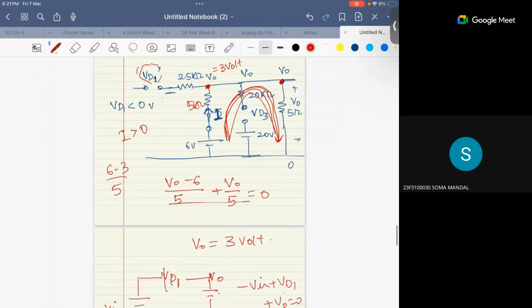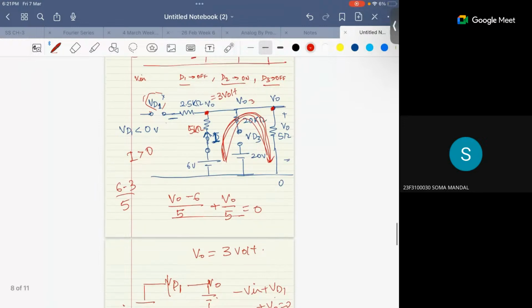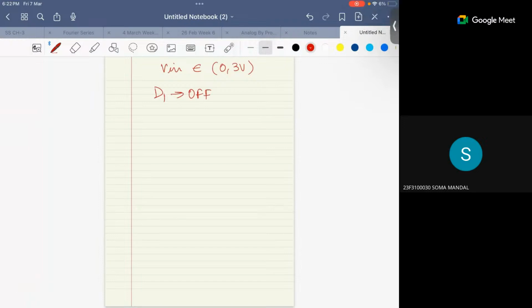Yes, sir. Agree. Okay. Now the third thing, that VD3, that is what? This is 3 volt, 3 minus 20. That is minus 17. That is also coming out to be negative. That means our third assumption is also correct. So whatever assumption we made in the starting, all three were correct. Is it clear to everyone or not? Yes, sir. Clear. Okay. So now from 0 to 3 volt, our diode D1 is off. What about D2? D2 is on and D3 is also off.